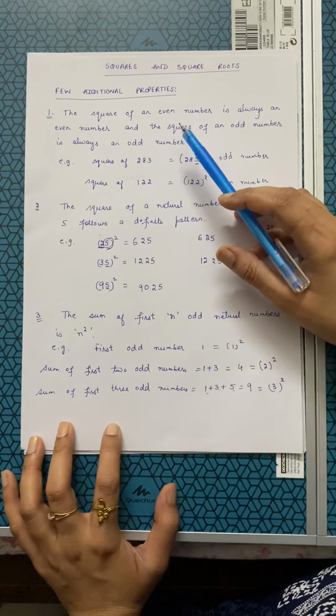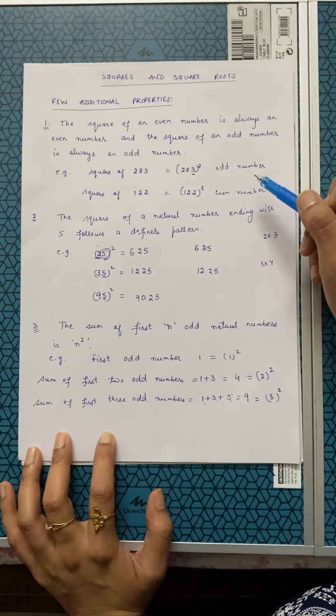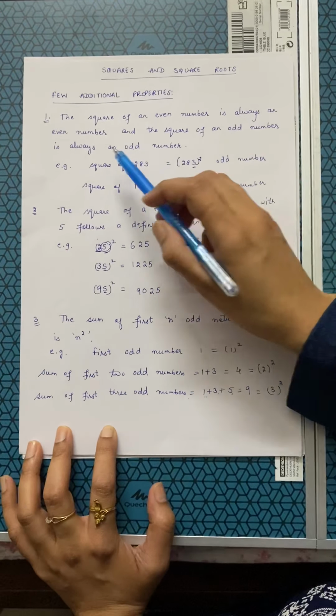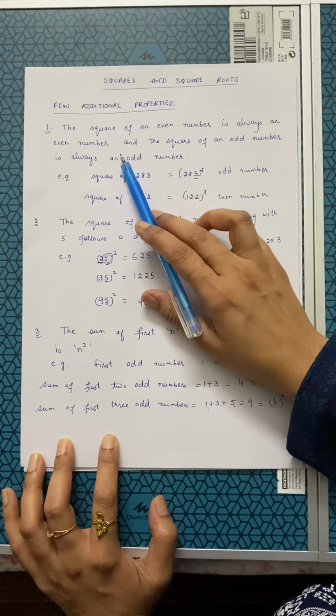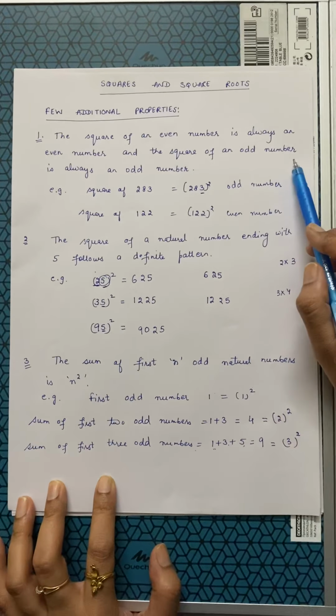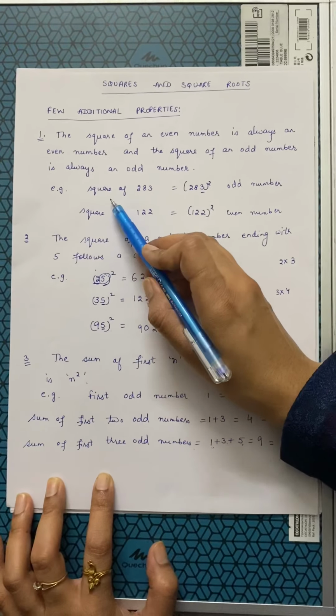Hello students, let us continue squares and square roots. Few properties are to be discussed. The square of an even number is always an even number and the square of an odd number is always an odd number. Let us take an example.